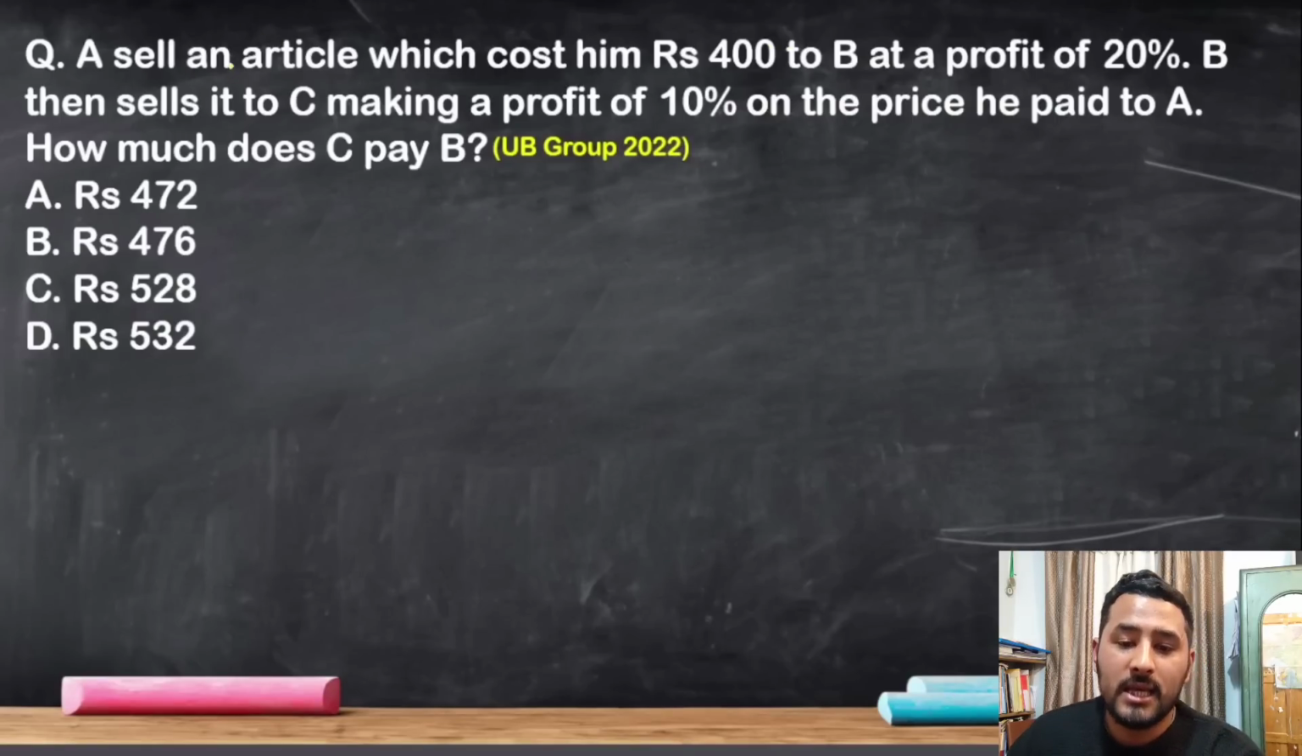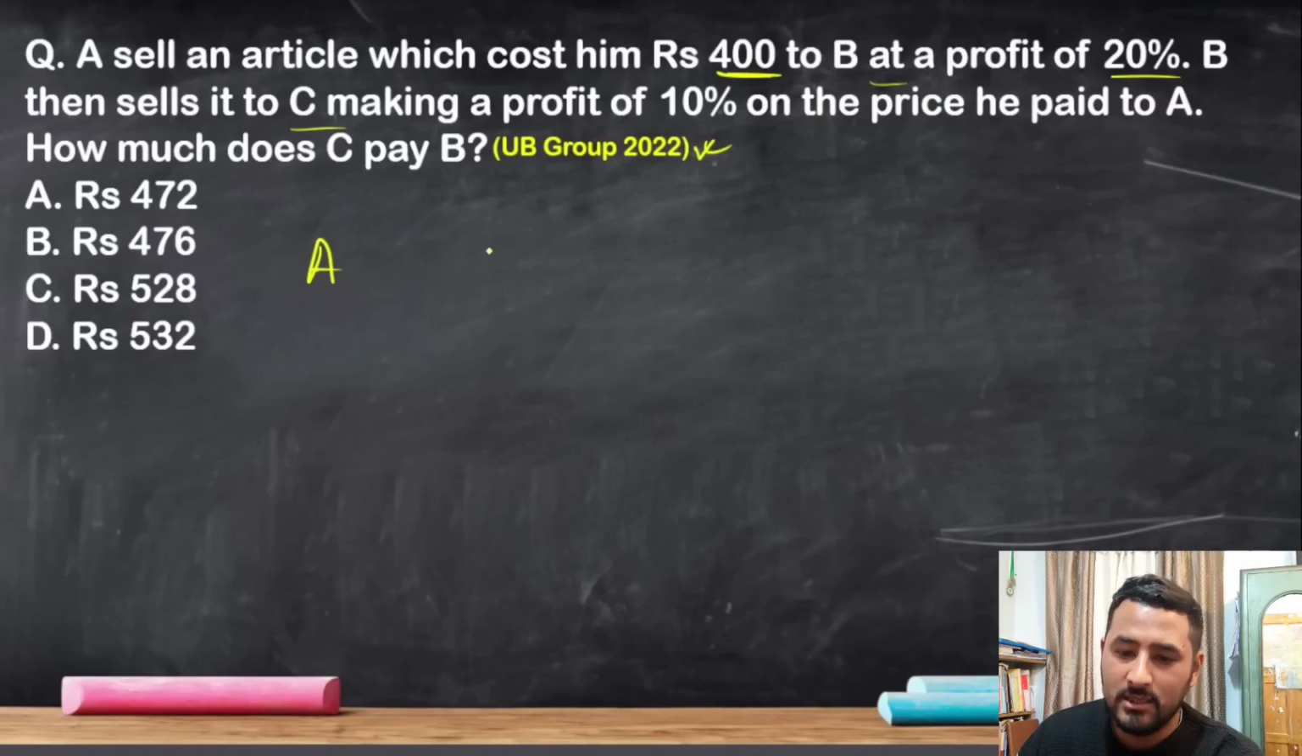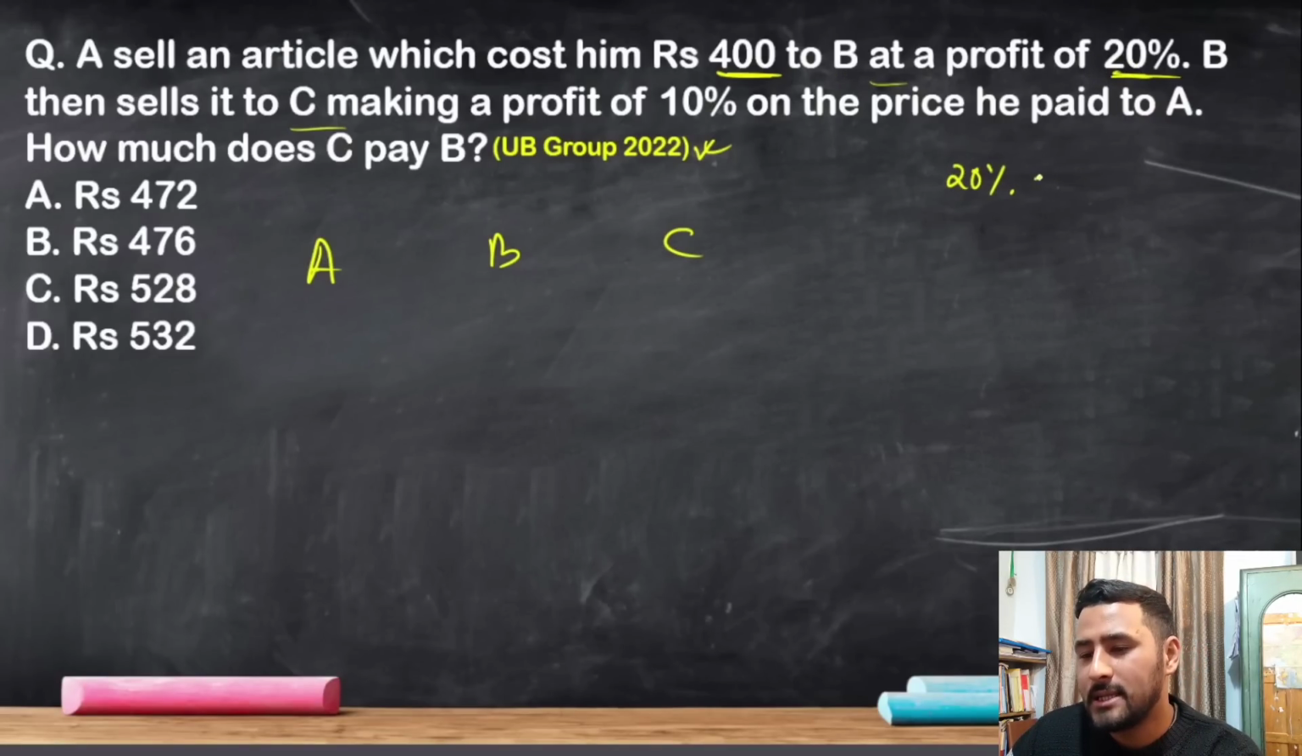And one more. A sells an article which costs him rupees 400 to B. Okay, similar type of question. This has also come in UB group 22. B at a profit of 20%, B then sells it to C. So like I said, A, B, C. First thing you should do in this type of question, you should remember to convert the percentage to fraction. 20%, I can write this one as 1 by 5. Since it is a profit, this will be added, so 1 plus 5 is 6 by 5.